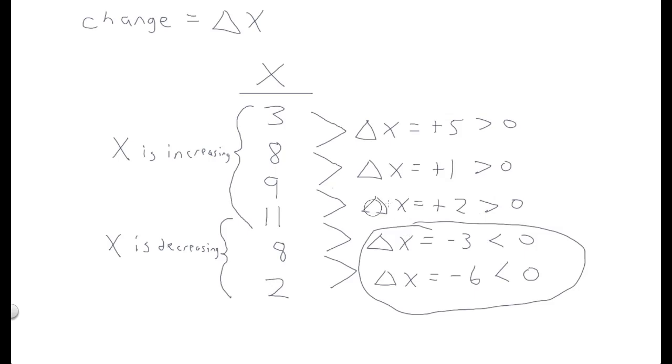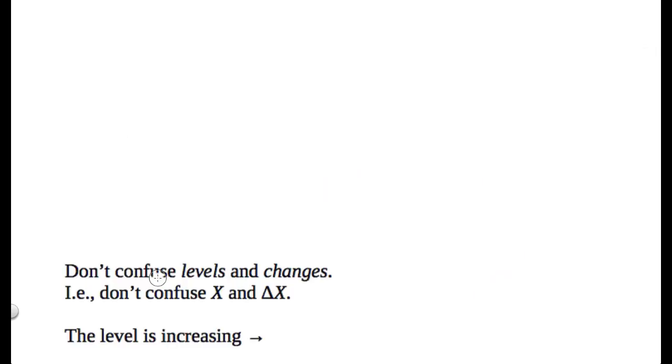Do you see the wrong thing? If the changes are negative, does that mean the levels are negative? No. Just because the changes are negative doesn't mean the levels are negative. You don't want to confuse the levels and the changes. So make an effort to not confuse levels and changes. That means don't confuse x with delta x. Let's do a little bit more work on this. If the level is increasing, what could you figure out from that? The delta x is positive. Great.